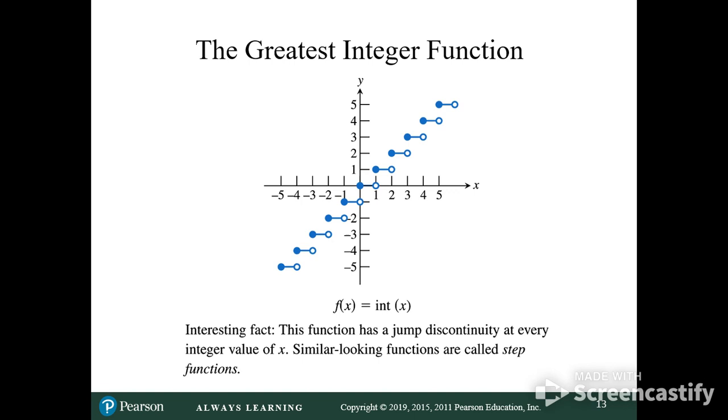So if you have 1.12, it's 1. If you have 1.75, it's 1. If you have 1.999, it's 1. If you have 2.01, it's 2. And so on. You just truncate the number. Cut off the back end. That's where it is. So that's called the greatest integer function. It's also called a step function.